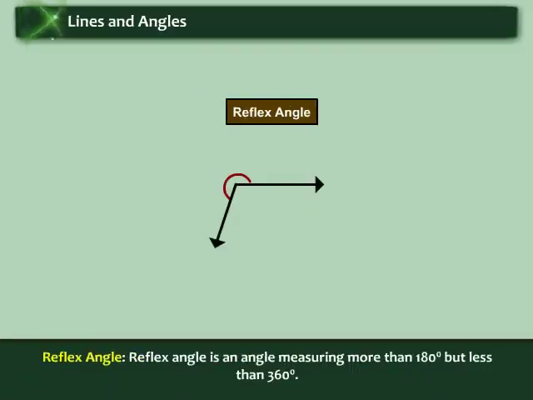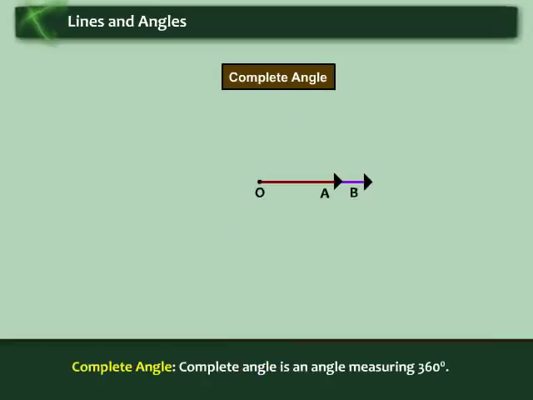Reflex angle. A reflex angle is an angle measuring more than 180 degrees, but less than 360 degrees. Complete angle. A complete angle is an angle measuring 360 degrees. This corresponds to a complete revolution of a ray OA around the initial point O.